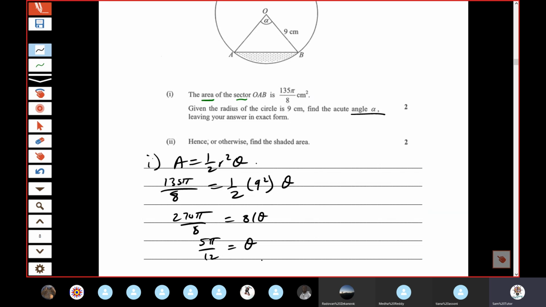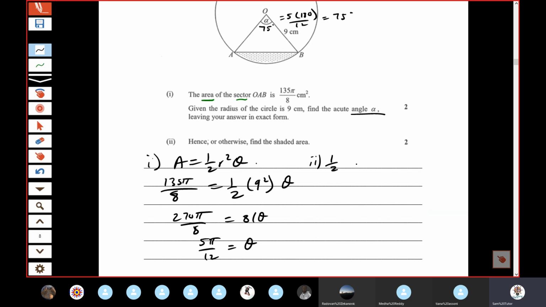Like I said, if it's in radians, then that's fine. But what's your pi equal to? Just so we all know if we're going to plug this in. Technically 180, so therefore that angle is 75 degrees. Make sense? Hence or otherwise find the shaded area. Anyone want to take a guess at the formula again?